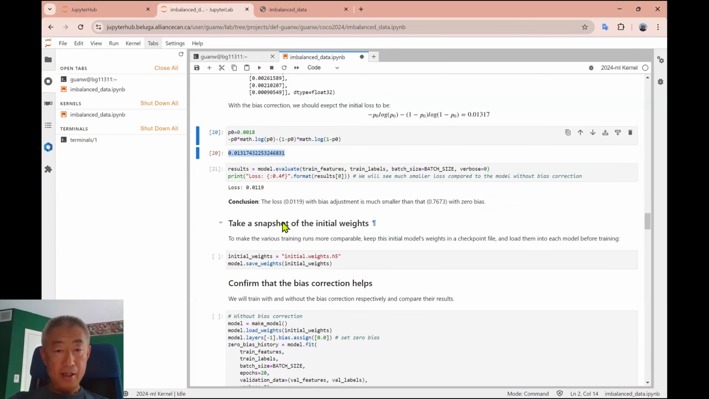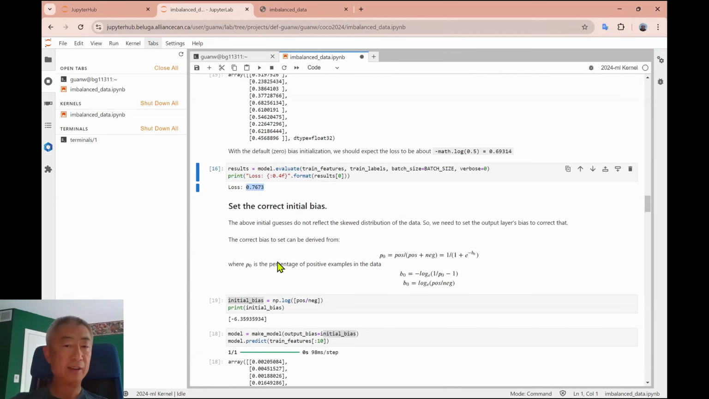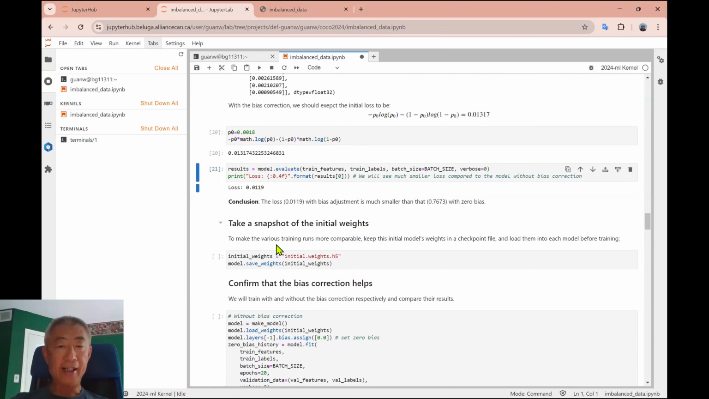All right. So that means by setting the bias without training, we already reduced the loss to this number, 0.011 or maybe 0.0112. Compare that to what we had before, 0.77. So we significantly reduced that number. And how about we train it? But before we train it, because we need to make a different kind of comparison, we want to fix the weights.